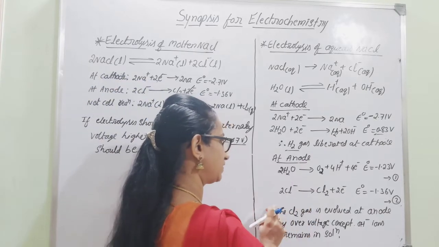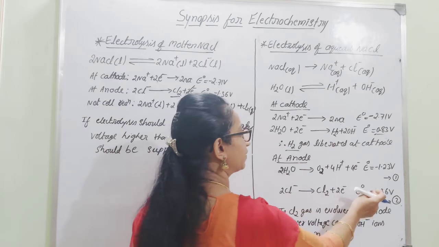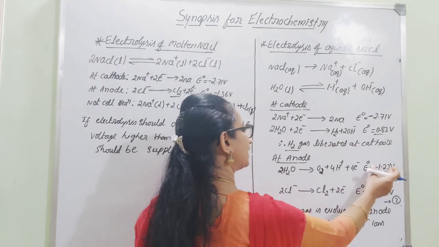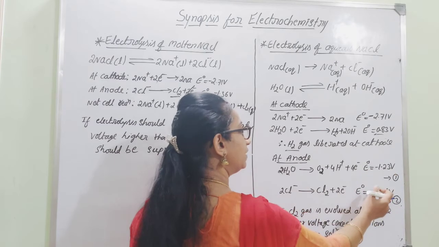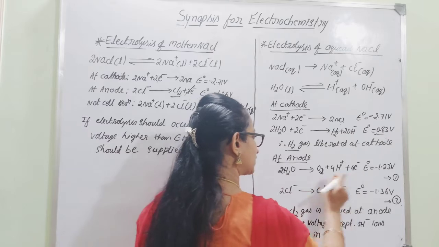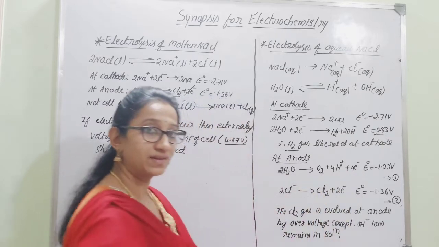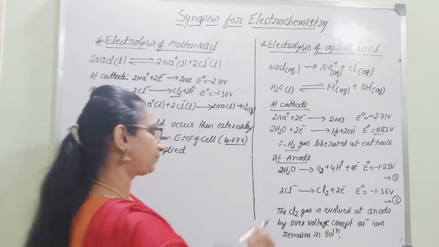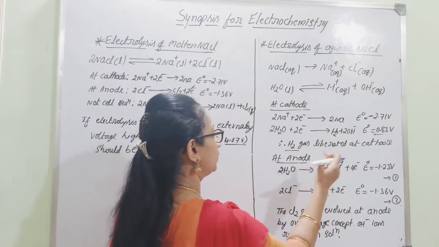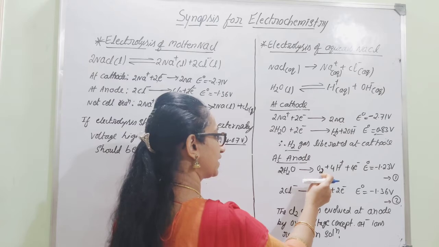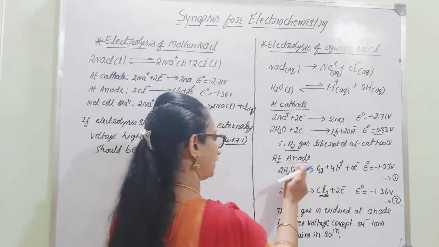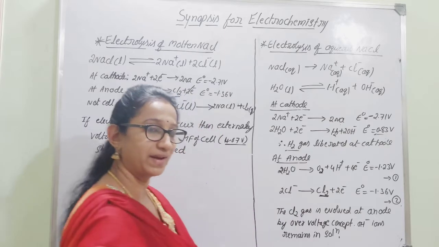Because of this minus symbol, minus 1.23 volt is a higher reduction potential value compared to minus 1.36 volt. Therefore, you can consider this reaction feasible, but it is not so practically. What have they observed? There is no liberation of oxygen gas here, but there is liberation of chlorine gas at the anode. So, what will be the reason behind this?